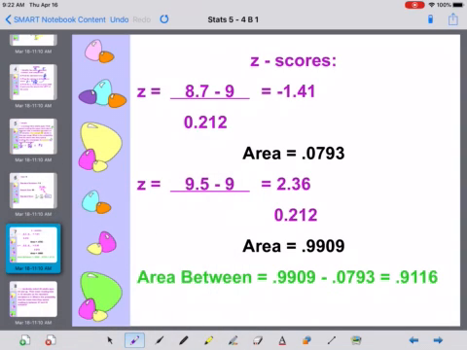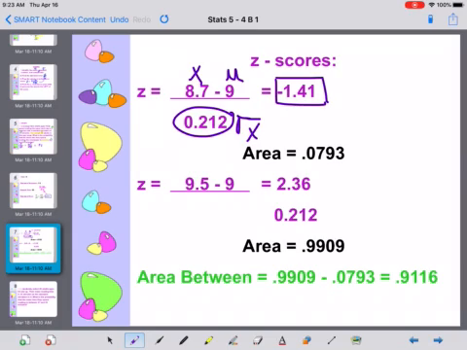So 8.7 was your x, 9 was your mu, and then this number is the baby sigma x bar we just calculated, okay? You do all that, you find your z-score. Here's our z-score of negative 1.41. When you have your z-score, you find it on your chart. You would go to the negative side of your chart. You would find negative 1.4 along the left, 1 across the top, and it's going to spit out the area of 0.0793. That's from your chart.